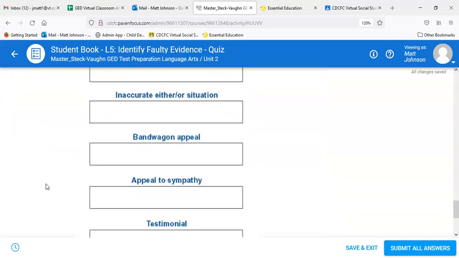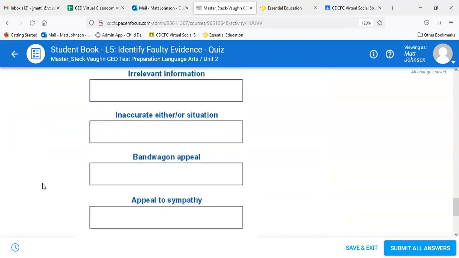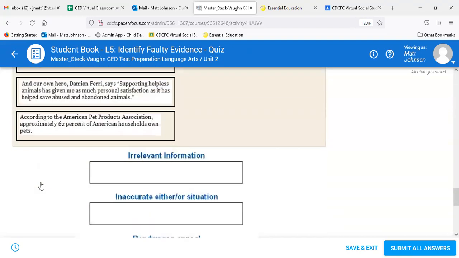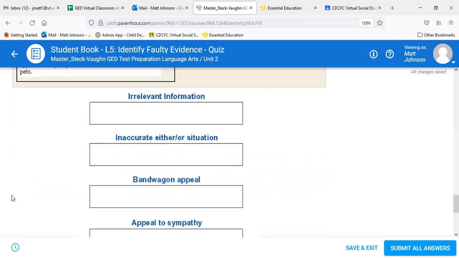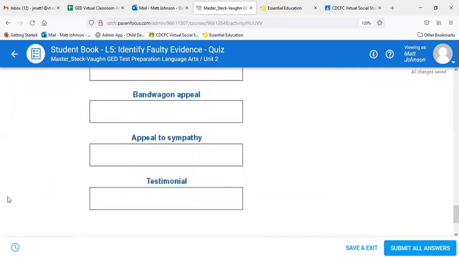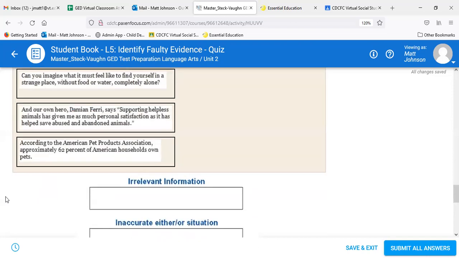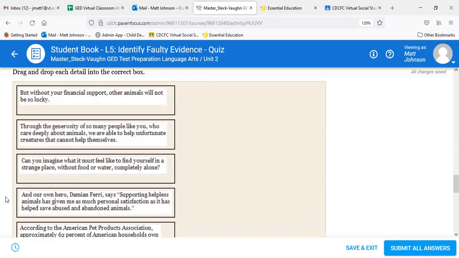So we have, you know, this probably would have been one of those instances where we might have wanted to scan down and look at the drag and drop options. But we're looking for irrelevant information, inaccurate, those either-or statements. You're either doing this or you're either doing that. Bandwagon, appeal to sympathy, and testimonial. So what here is irrelevant information?